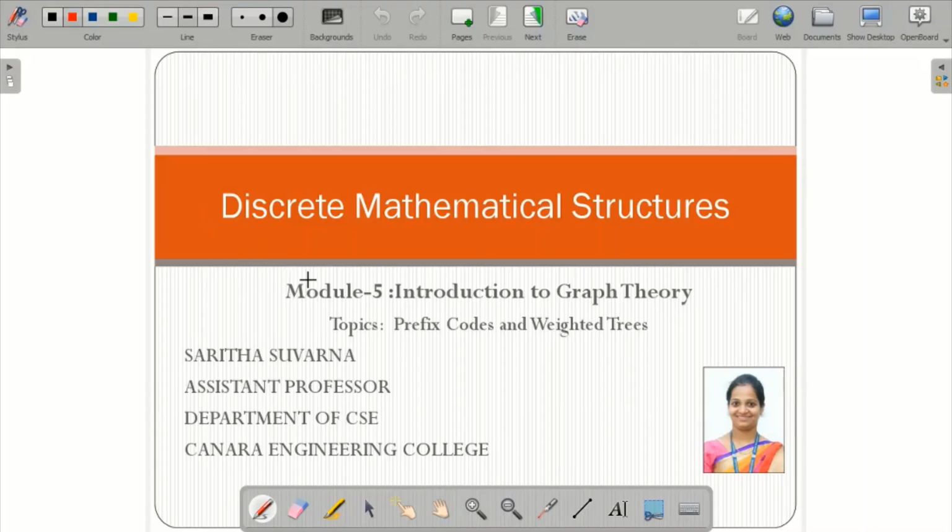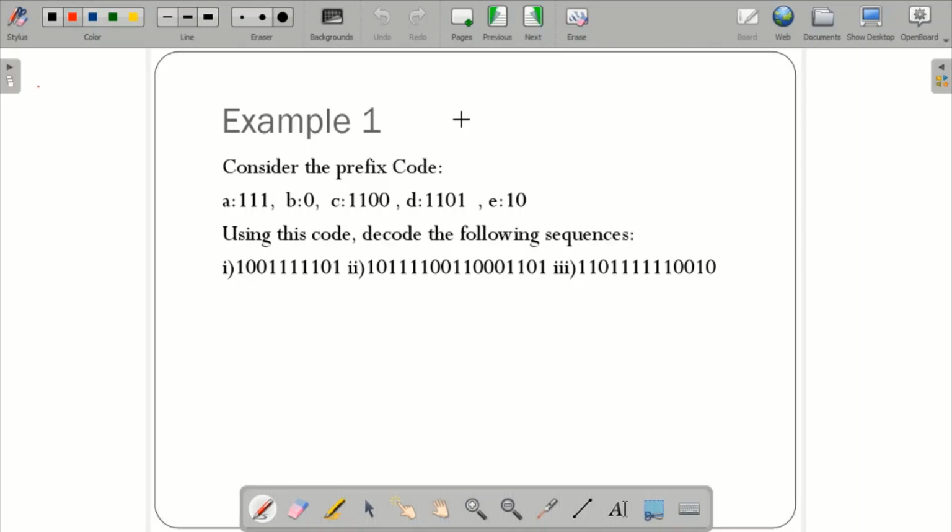Students, the next topic is based on the prefix codes and the weighted trees under the concept of Introduction to Graph Theory. So before we start with the example problems, let us see what is a prefix code. A prefix code is a set P in which no sequence in P is the prefix of any other sequence in P.